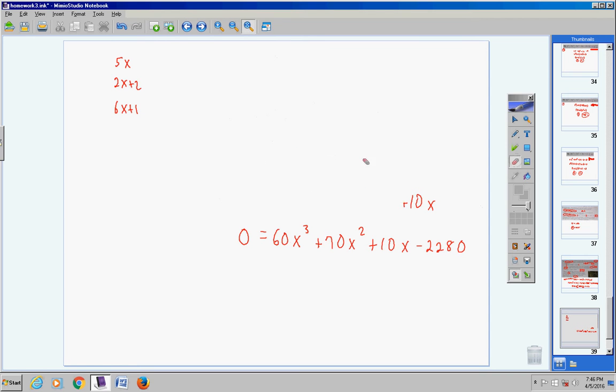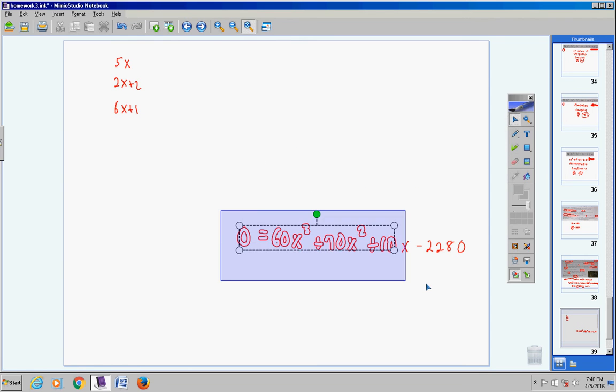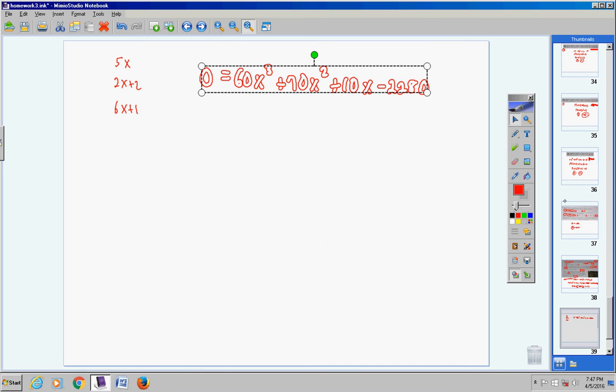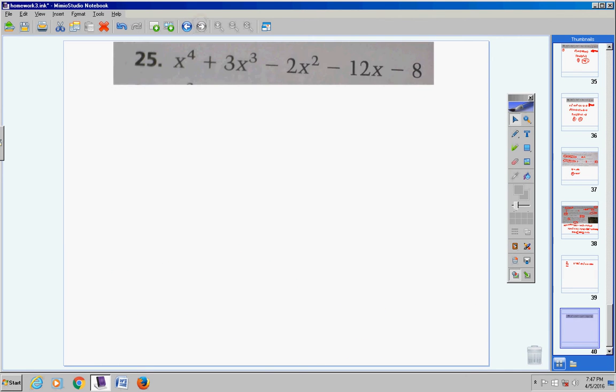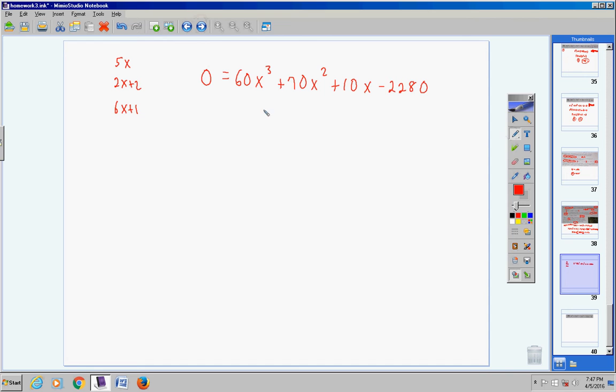So I can get rid of all of this now and bring this up here and get to work on it. Now, we just did a bunch of these, didn't we? Way back here. We solved a bunch of these, right? Sure we did. So here we go. First of all, pull out what's common. You can take a 10 out of everything. So if you pull a 10 out, you're left with 6x cubed, positive 7x squared, positive 1x, negative 228. Now, I'd like to factor this four-term expression, but trust me, if you try to factor it the way I've taught you, it's not factorable.